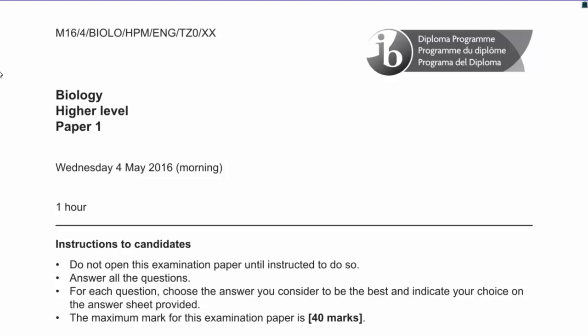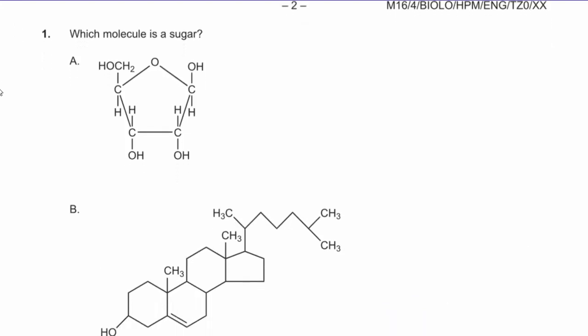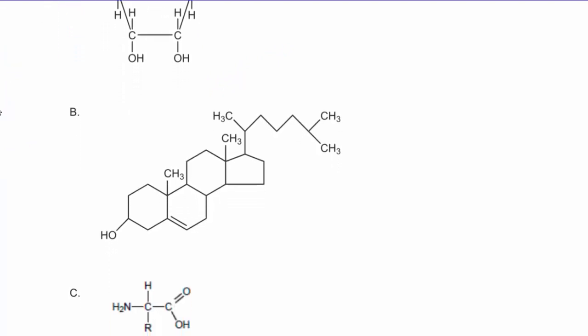And we start with the first question. Question 1. It says, which molecule is a sugar? And of course, this pentose is a sugar. The way you can see that something is a sugar is the hydroxyl group. Sugars are basically carbon skeletons with a lot of hydroxyl or OH groups.